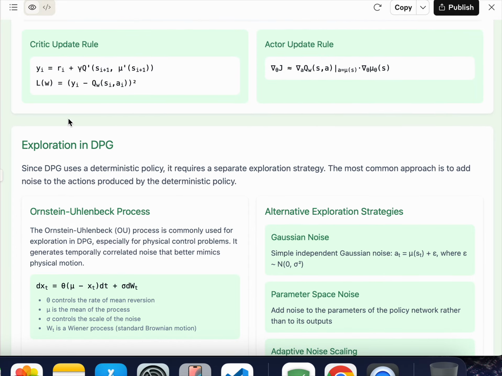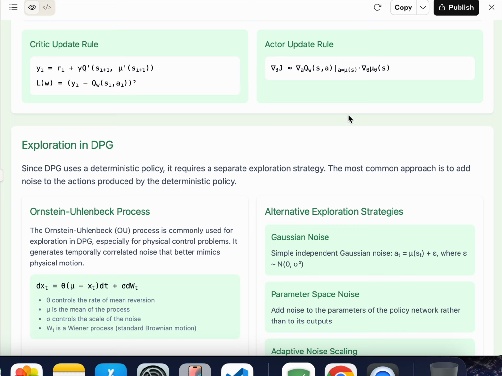And here's the math. What is the math behind those updates? So when we update the critic, the formula for the target is y_i = r_i + gamma Q'(s_{i+1}, mu'(s_{i+1})). That's saying: take the immediate reward and add the discounted value of the next state as estimated by the target networks. The loss for the critic is then the squared difference between this target value and what the critic currently predicts for that same state-action pair.